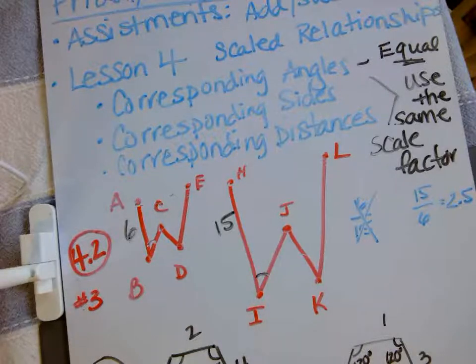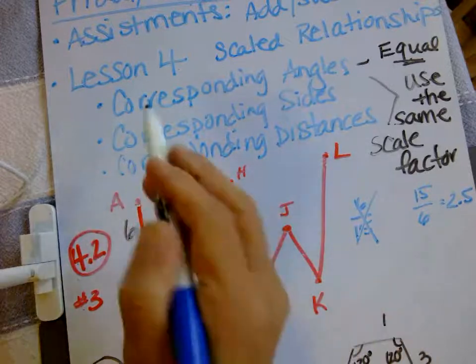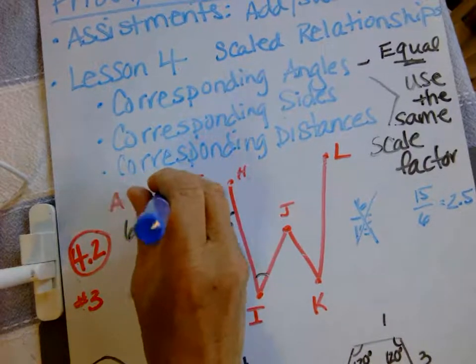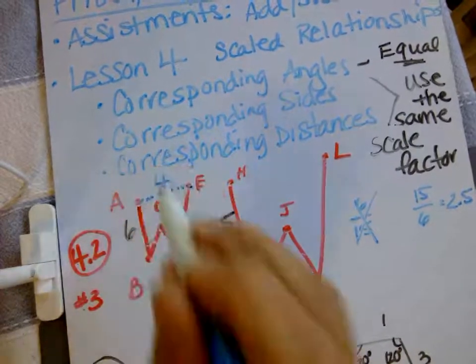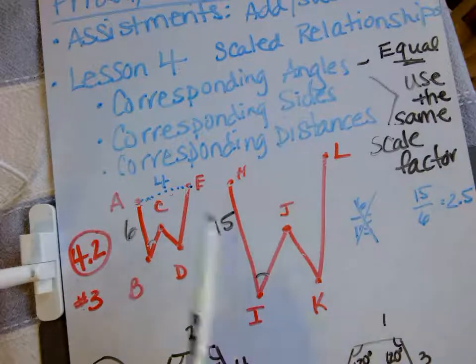Now, we're going to use that information. Now that we know what the scale factor is, we can use it to find other measurements. In this particular problem, it's telling us from A to E is 4. So I'm going to do a little dotted line and label that 4. And then it's going to ask, how long is the corresponding distance in the second figure?